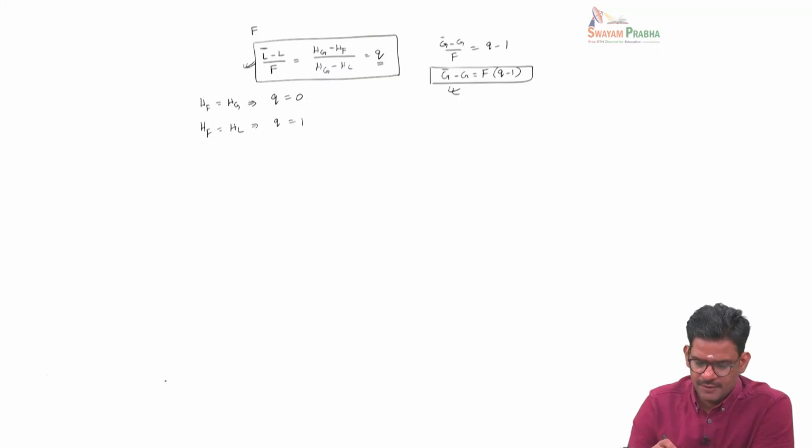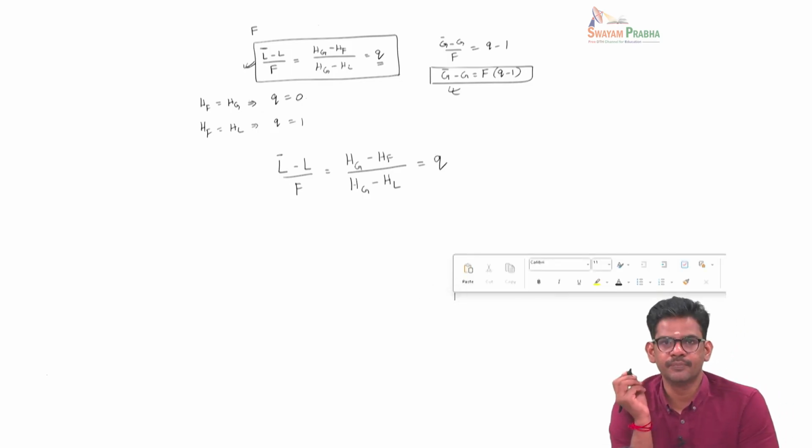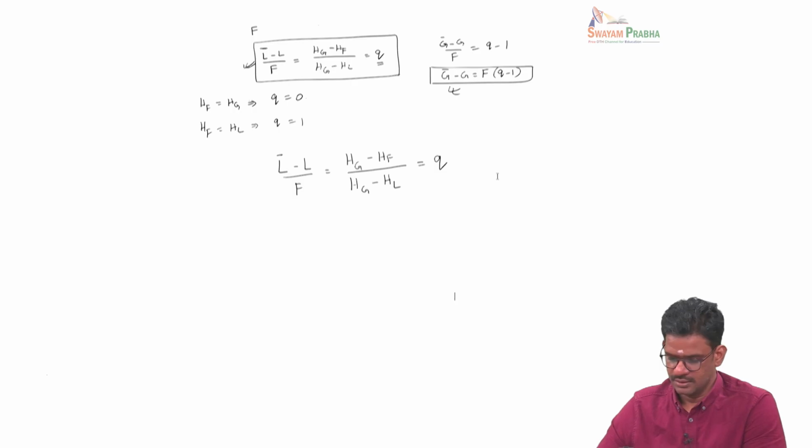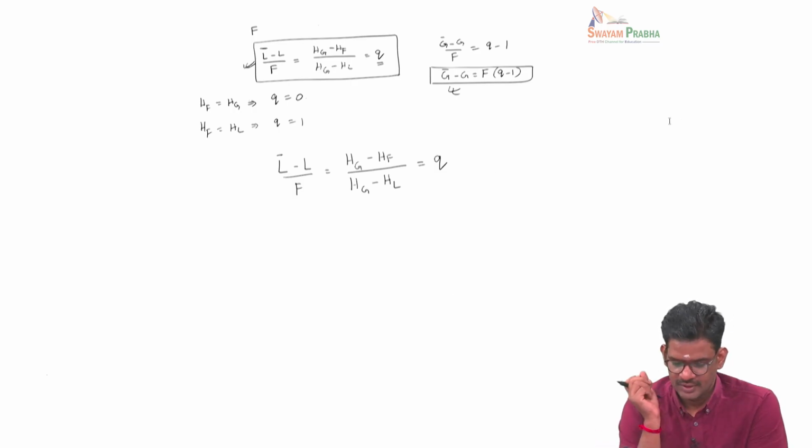So, applying a material balance to the feed tray or the feed location gives us this relationship: (L bar minus L) by F is equal to (HG minus HF) over (HG minus HL), and this we denote as some quantity Q. So now let us look at what this equation means. As I said, it's basically a mass balance.